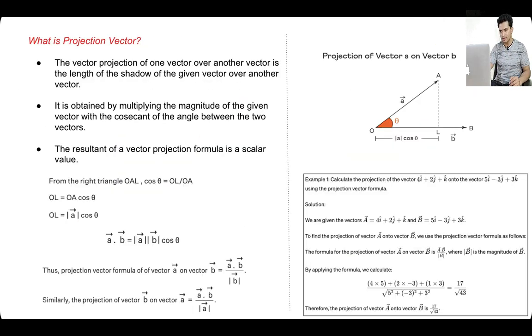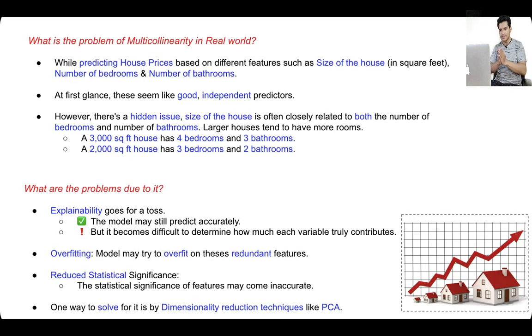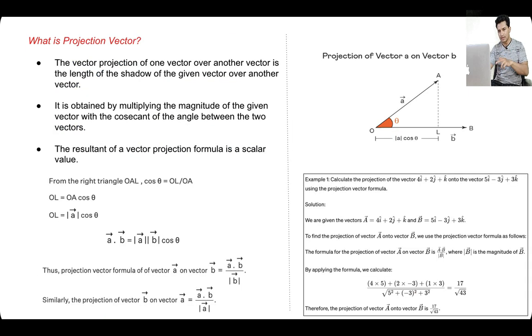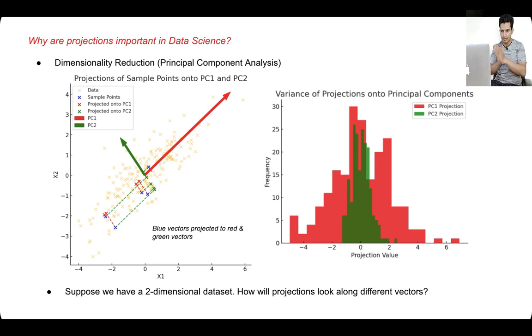Just revising what we just learned: in machine learning there are cases when two or more features are very much correlated, and they can lead to problems of explainability, overfitting, reduced statistical significance and so on. One technique to reduce dimension is PCA, where we find a vector dimension onto which we can project the data points such that the variance captured is maximum. We can do that for another dimension also, which will be orthogonal to the first dimension, and so on, so that there is no correlation left in the dimensions in which we are projecting.